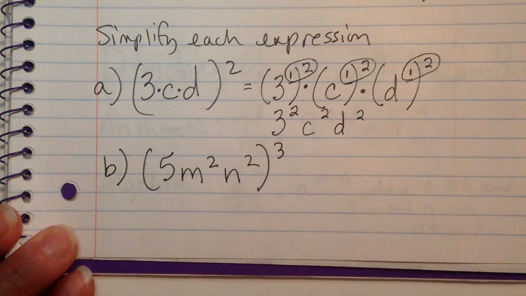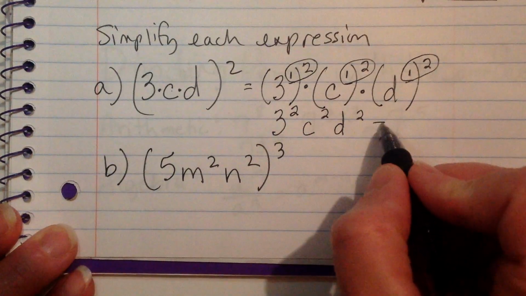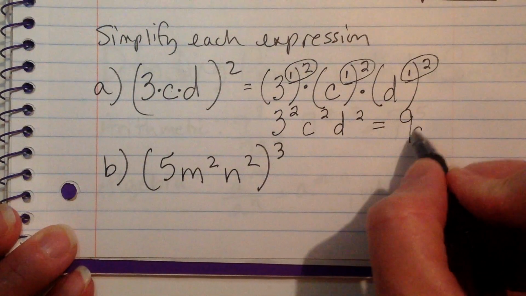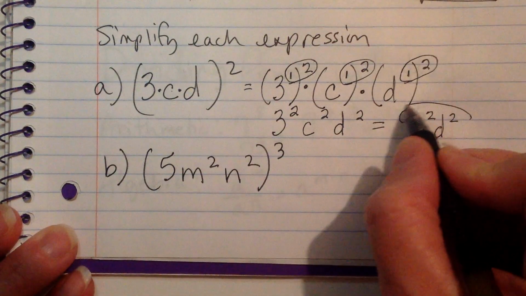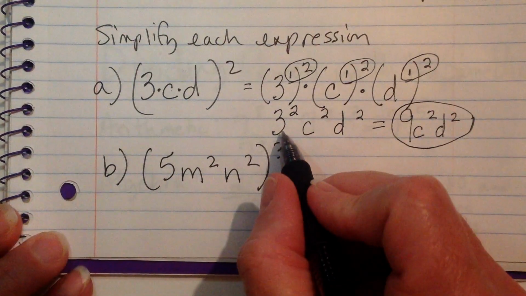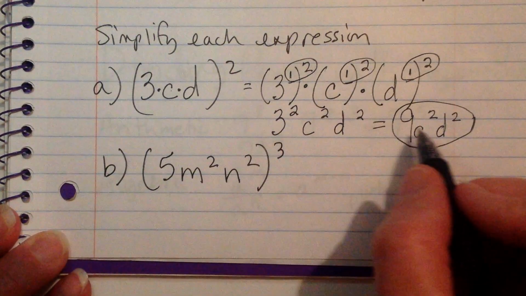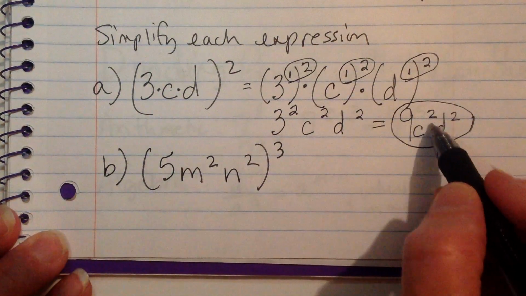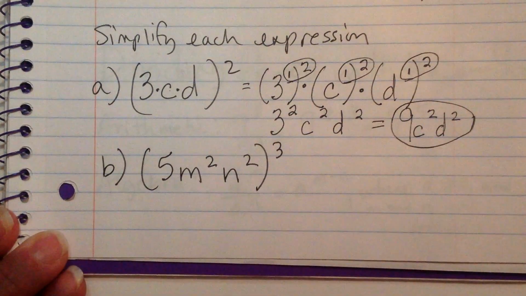Now, we could continue on with this problem. We could raise 3 to the second power. Well, 3 squared, students, would give me 9. 3 times 3 is 9. And then we write C squared, D squared. So go ahead and raise your integer to the exponent. 3 squared was 3 times 3, which gives you 9. So my answer is 9 C squared, D squared. Let's look at B part.